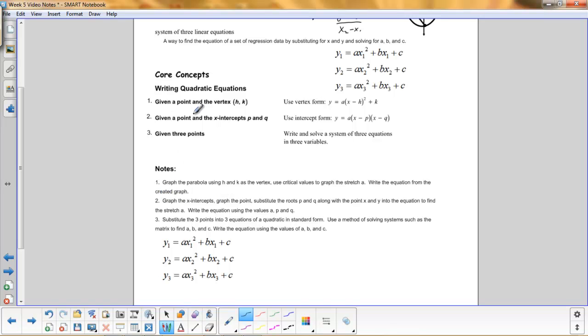Now if you're given a point and the x-intercepts, that's going to be your intercept form, where you want to go ahead and do the same thing again, plug in y and then x and p and q and solve for a to find your stretch there. You could use the same idea of graphing it and looking for the stretch, but it's just not as easy as actually solving for it in intercept form.